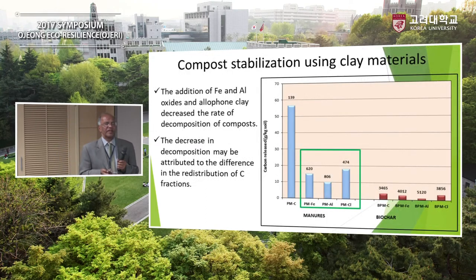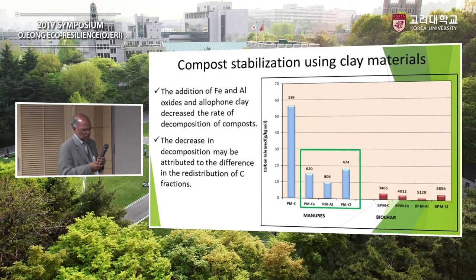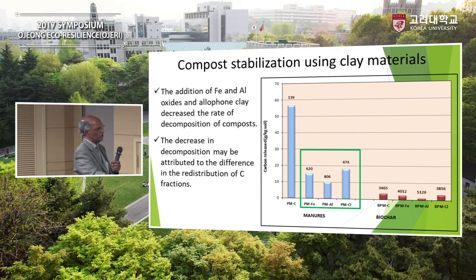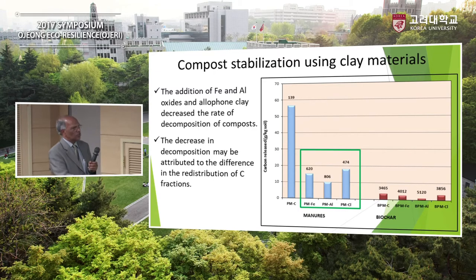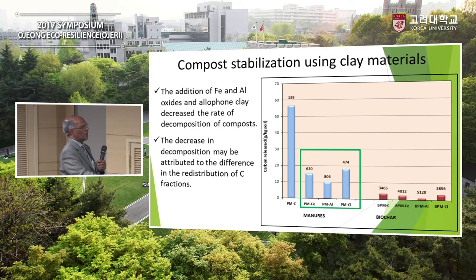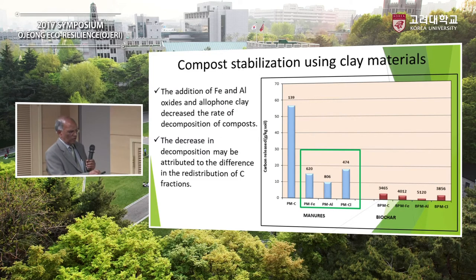I will just provide some results, not in detail. We use manure, that's the control manure, with clay, iron oxide, aluminum oxide, and allophanic clay. This is biochar, control biochar, and with clays. You can see this is the release of carbon. In the biochar, there's not much release of carbon. We expected that. But the real message is, by adding clay, you can reduce the release of carbon from compost. So that's the objective: you reduce the release of carbon without compromising the fertility value.